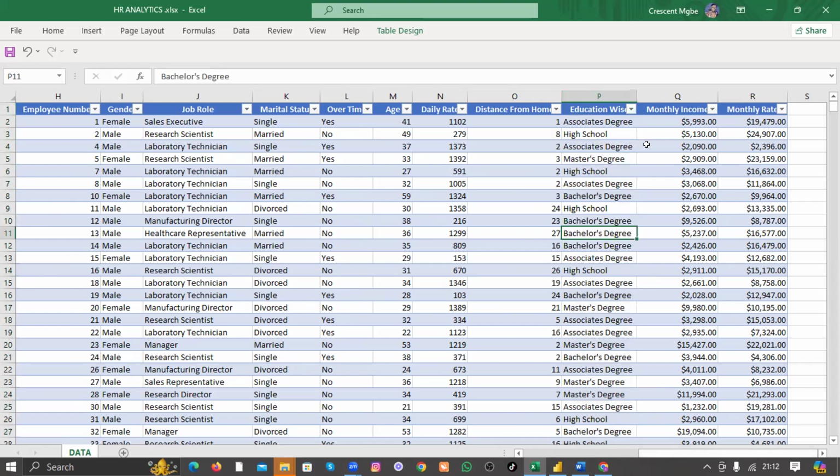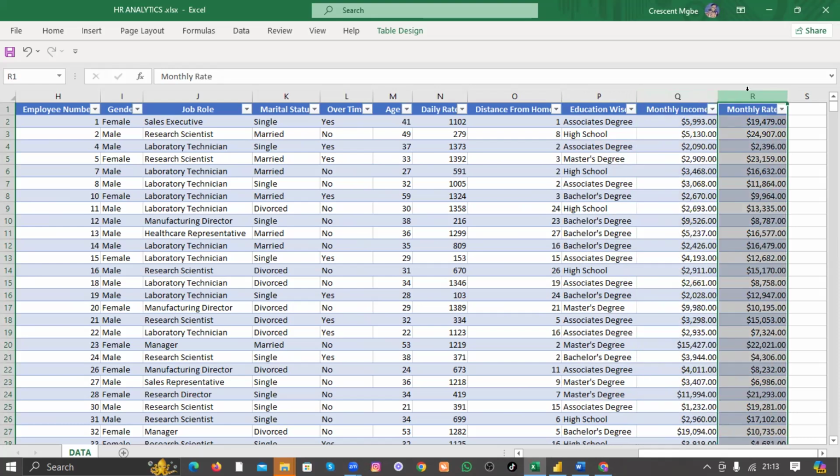Then here, the second to the last one is talking about monthly income. How much do they pay this person monthly? That is their monthly take home. That is the meaning of monthly income. We all know that this is just like the salary. Then the last column here talks about the monthly rate. This is how much they pay the person monthly.